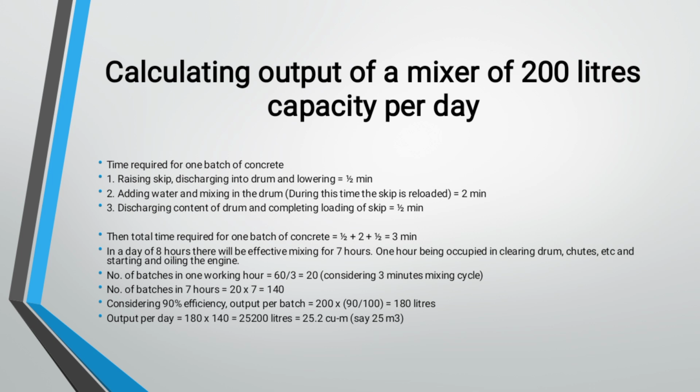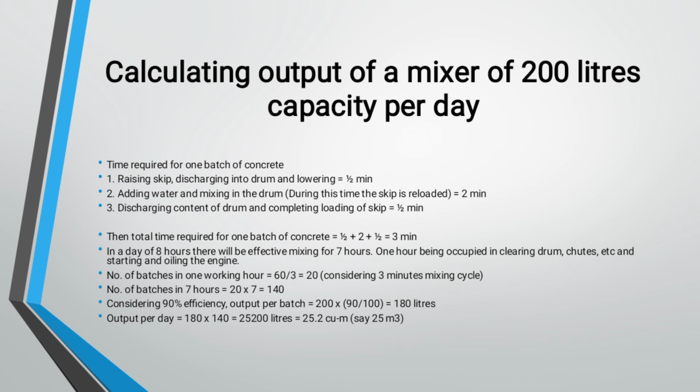Then the machine cannot work at 100% efficiency. So we assume that it will work at 90% efficiency. So we'll say that if 100% efficiency produces 200 liters, what about this 90? We'll get that 90% efficiency will produce 180 liters.